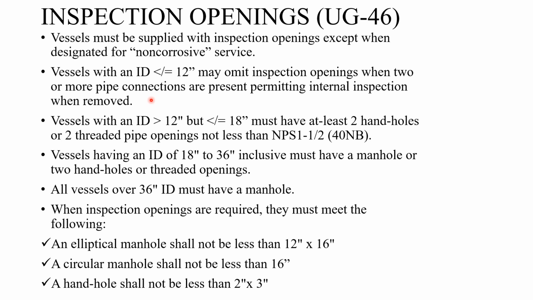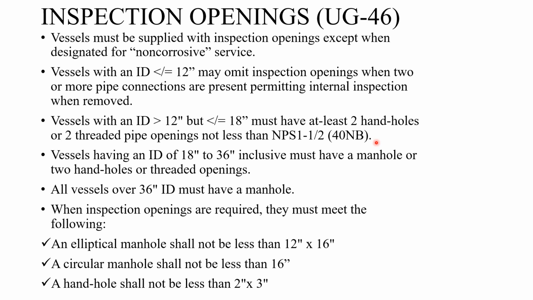If your vessel ID is more than 12 inch and less than or equal to 18 inch, in that case you need to have two handholes. This is compulsory now. After 12 inch it was not compulsory, but if it is more than 12 and less than 18, it is mandatory to have two handholes, and the size of the handhole is 1.5 inch NB. So you need to have two handholes, so the person can inspect from that particular handhole that everything inside is okay or not.